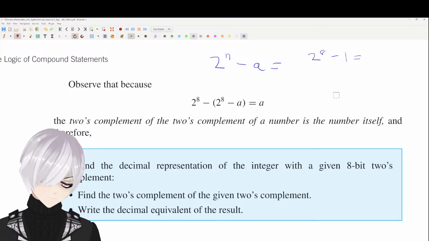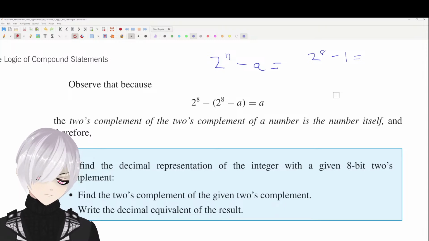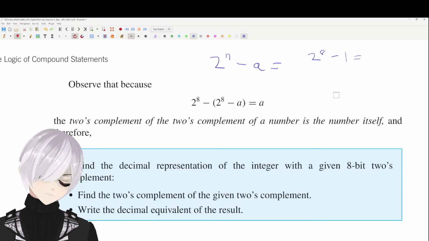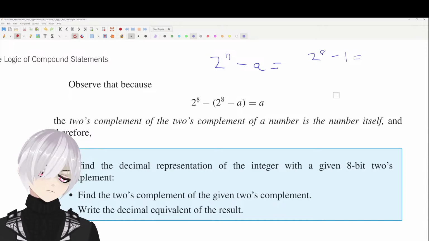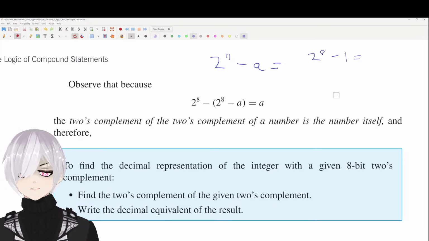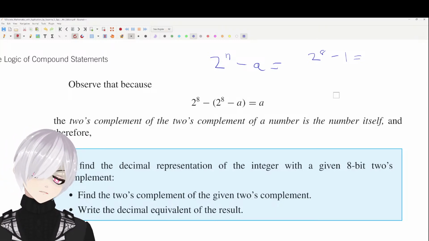We're assuming that a is something from 1 to 255, and we already know that anything from 1 to 255 has an 8-bit two's complement. So we're going to have something that's representable with 8 bits for 2 to the 8th minus a, because the two's complement function always returns a number within those bounds as well, right? Yeah, it does.